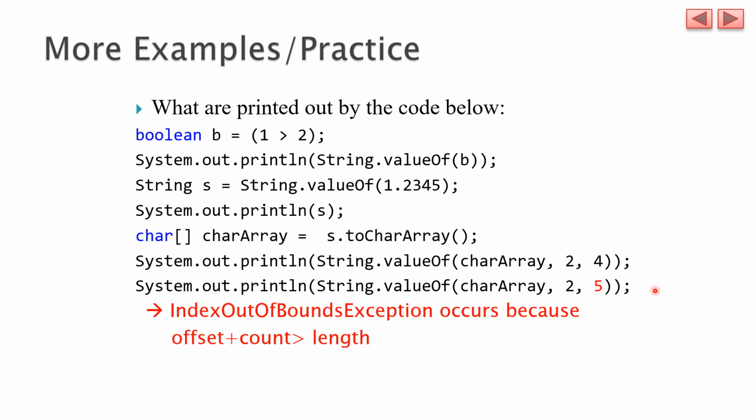So the result here should be an exception, namely index out of bounds. This occurs because the offset plus the count, in this case 7, is larger than the length of the char array. The char array has only length 6 in this case.